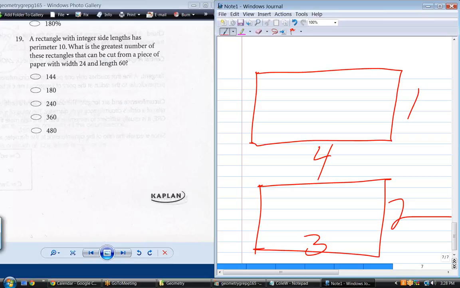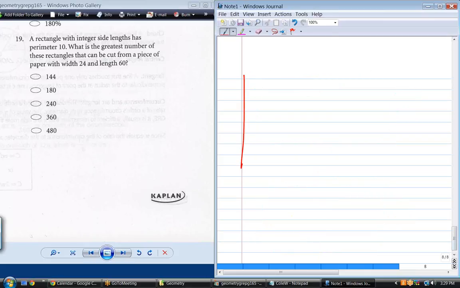So what is the greatest number of rectangles that can be cut from a piece of paper with a width of 24 and a length of 60? What the heck? Why did it talk about a rectangle from their what? It's a good question. I'm not quite sure I understand this question. What is the greatest number of these rectangles? In other words, we either have this rectangle or we have that rectangle. There's no other possible rectangles.